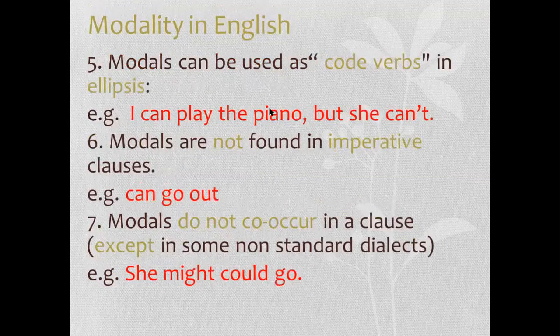Modals can be used as code verbs in ellipses. You know ellipsis, what does it mean? Ellipsis means omitting words. Some modals can be used in ellipsis. For example, "I can play the piano, but she can't." And the continuation after "she can't" is omitted. You can see the ellipsis with a modal verb.